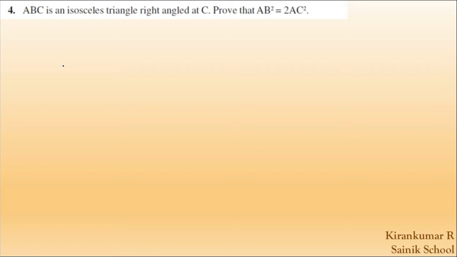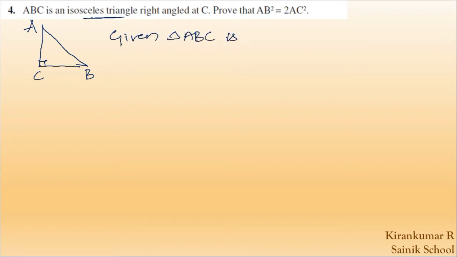The 4th question is, ABC is an isosceles triangle, right-angled at C. Let me draw an isosceles right triangle. So this is a right-angled triangle, right-angled at C. We need to prove that AB square is equal to 2 times AC square. Given that triangle ABC is isosceles, AC is the same as the length BC.